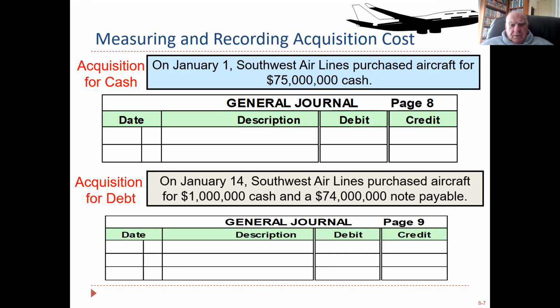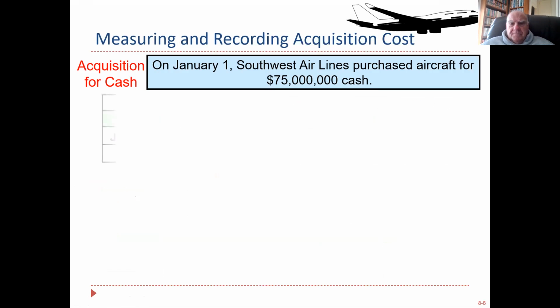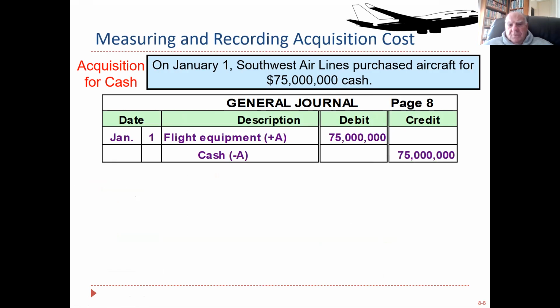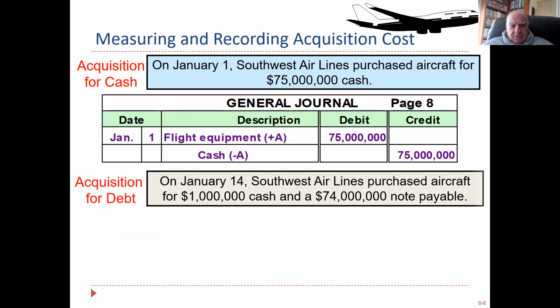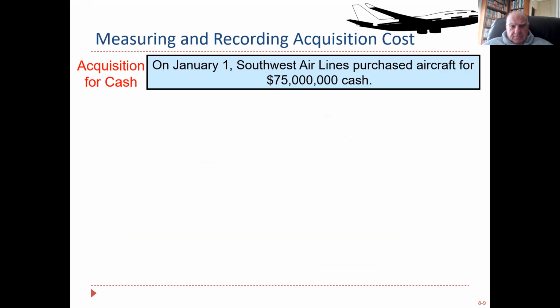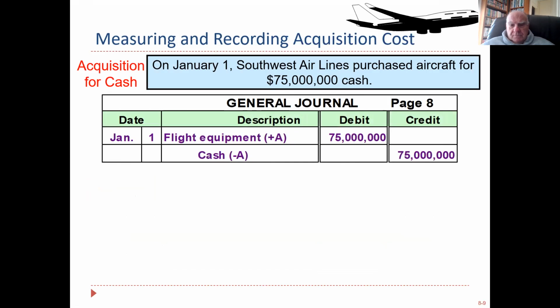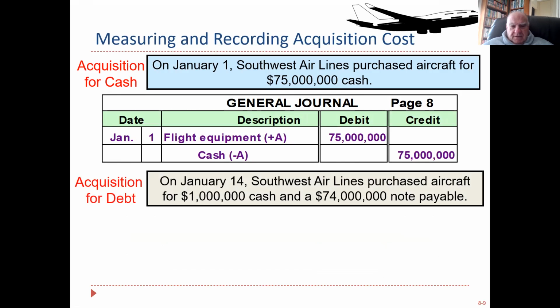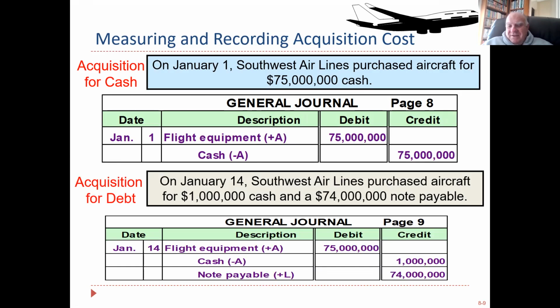Okay. So we have two different situations here. We buy it for cash and we make a down payment and take out a note. Let's see what we've got going here. Well, that's not too tough, huh? We debited airplanes or flight equipment, whatever it might be, and we credited cash. Now they bought it for $1 million cash and 74 million in a note. Okay, here we go. Flight equipment, cash.